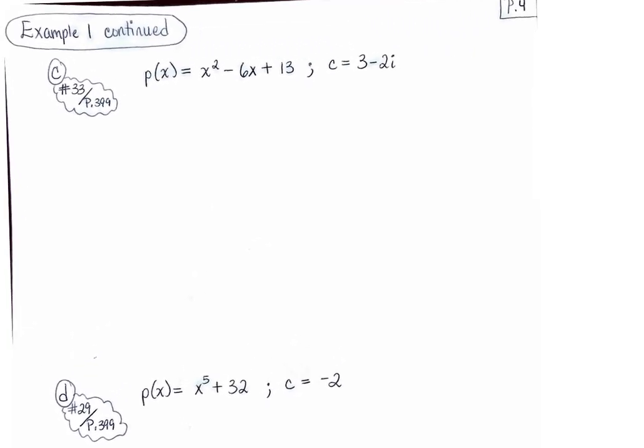Part C of example 1. P of x is equal to x squared minus 6x plus 13, and c is equal to 3 minus 2i. So this is a complex number, but the process is still the same. So you will have your 3 minus 2i.